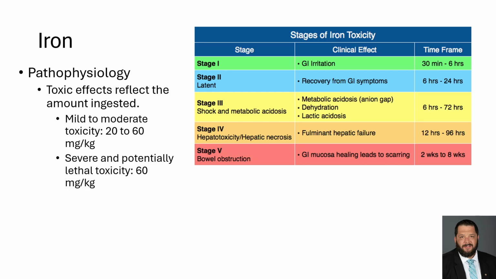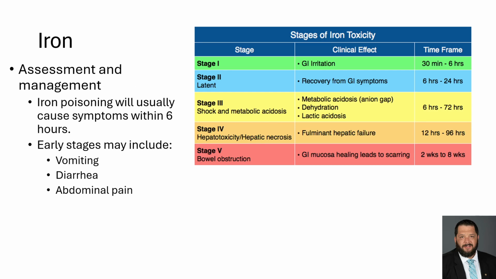Iron has its toxic effects basically reflecting the amount that's ingested. We would typically see iron toxicity with the excessive consumption of things like children's vitamins that are flavored, where a child got a hold of a big bottle of Flintstones vitamins or similar and consumed large quantities of that. Generally, within the first 30 minutes to 6 hours, we would see GI symptoms, and those would culminate into later stages, stage 4 and stage 5, where we might see hepatic failure, metabolic acidosis, dehydration, and lactic acidosis.